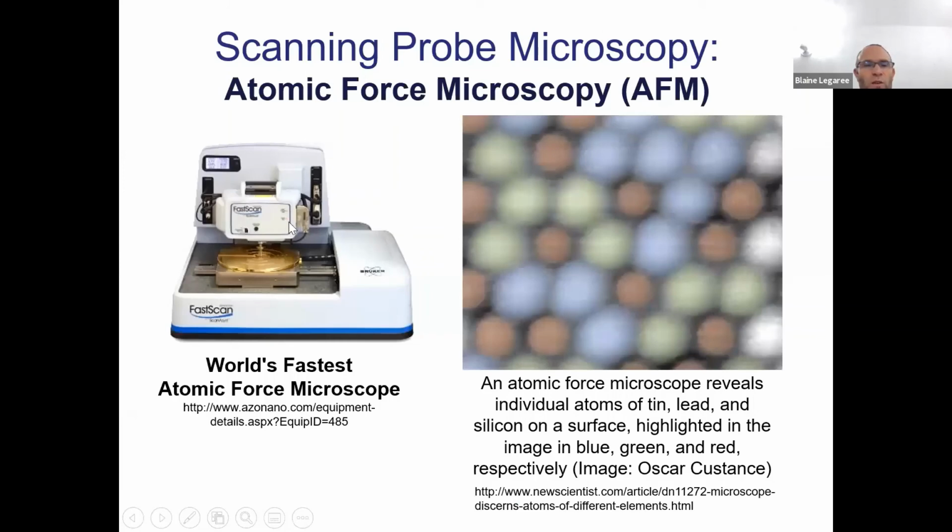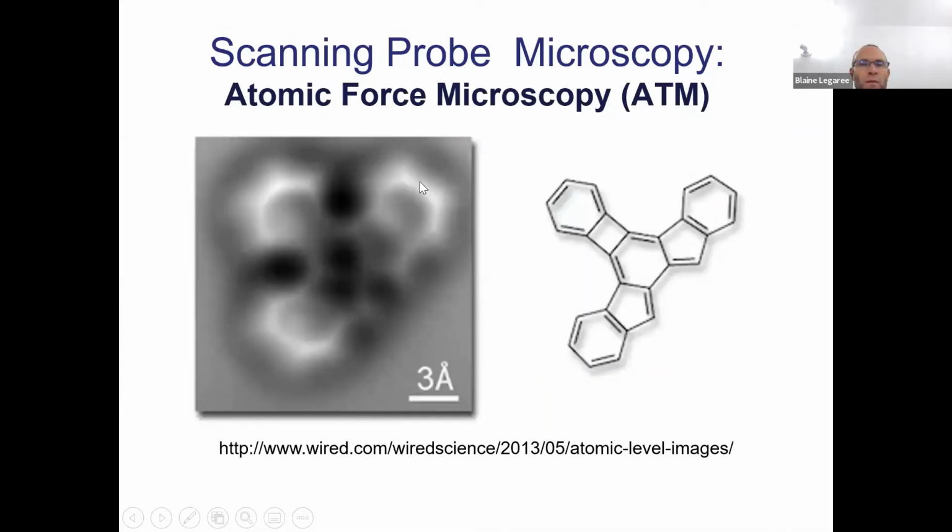So here's one that you can buy, and this is a commercially available one now. Like I said, maybe 10-ish years they've been out. This one is claiming to be the world's fastest, so I guess that's a good thing. And there's another acronym for you, atomic force microscopy, AFM. And you can see all these atoms in this surface. It says there's atoms of tin, lead, and silicon on that surface. So we can actually take a look at molecules, which is really incredible.